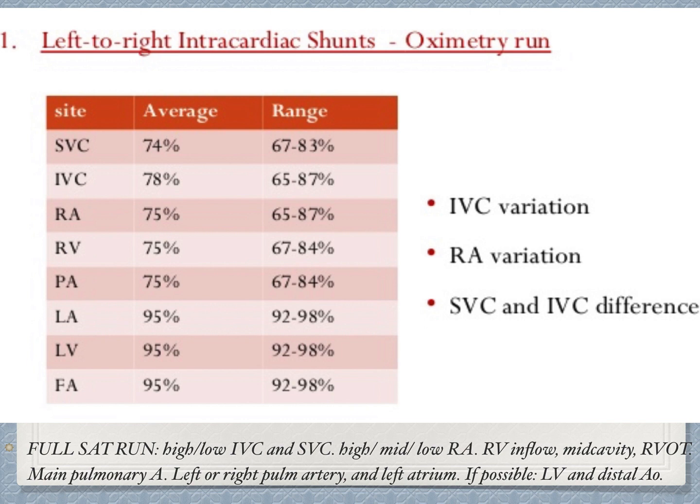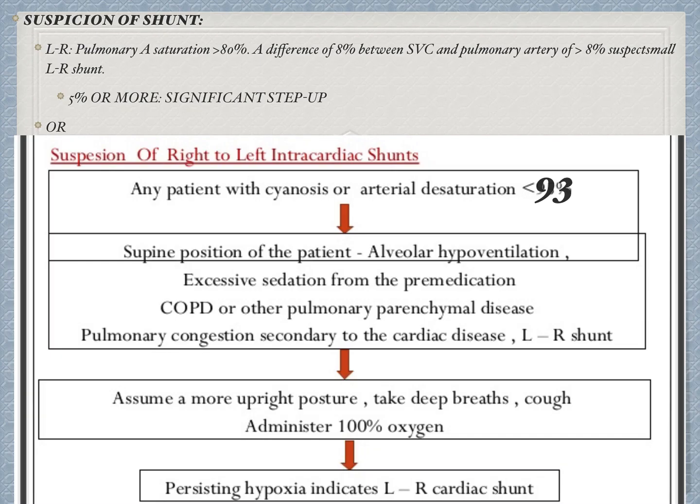So when we do a full saturation run, this means that we'll check out the saturation at different points. A full saturation run is talking about checking out the inferior vena cava, superior vena cava, right atrium, right ventricular inflow, mid cavity, right ventricular outflow, main pulmonary artery, left or right pulmonary, and left atrium. And if you can, left ventricle and distal aorta. That is a full saturation run.